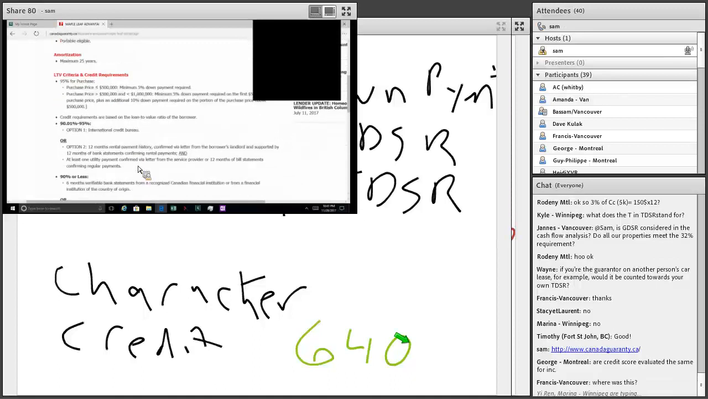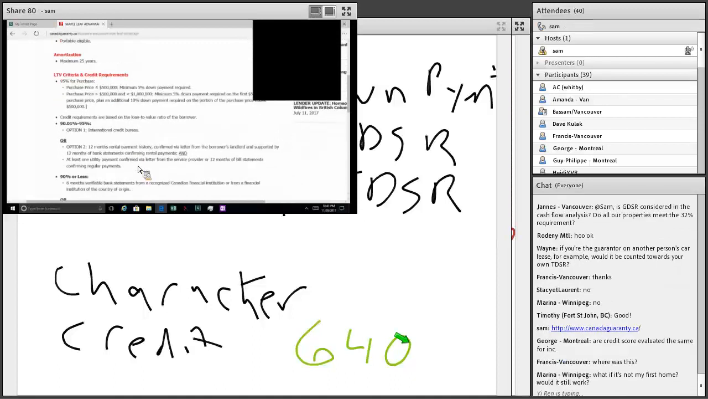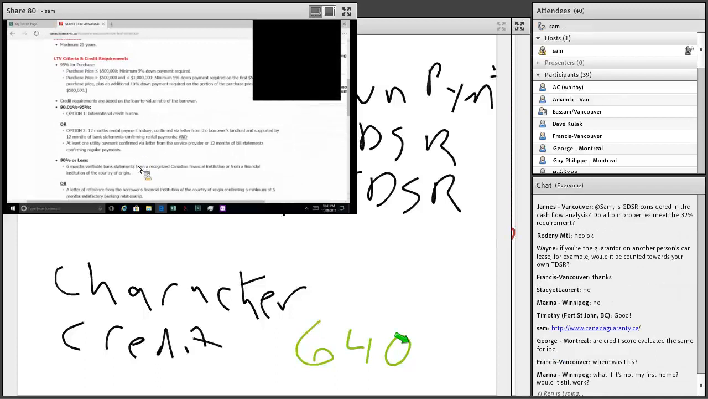Credit requirements are based on the loan-to-value ratio for the borrower. Option 1, International Credit Bureau. If you don't have an International Credit Bureau, here's the other option: 12 months rental payment history confirmed by a landlord.